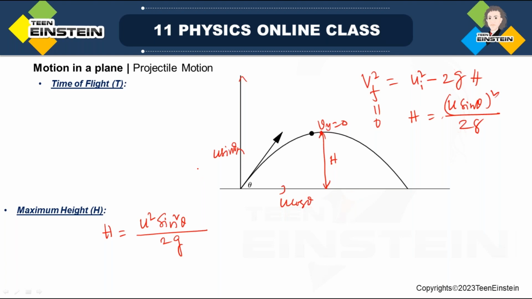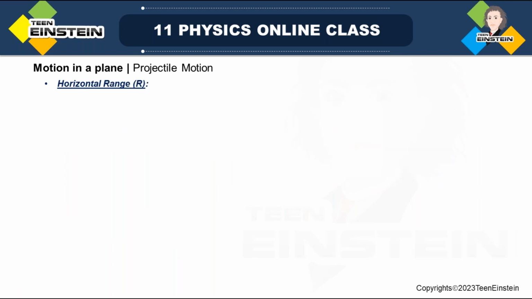We have found out two parameters: time of flight, that is 2u sine theta by g, and another parameter, that is the maximum height. Okay, now we'll see what is the horizontal range. So this is called horizontal range. Okay, horizontal range. What is that horizontal range?